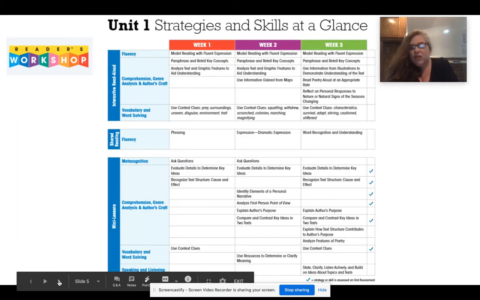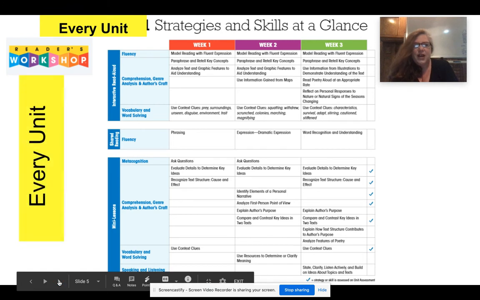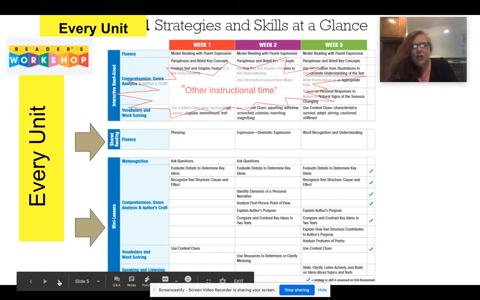Now, when you zoom in and look a little bit closer, we've got the strategies and skills at a glance for the unit. And again, we see some patterns in every unit. Every unit has, again, these 3 categories: interactive read aloud, shared reading, and mini lesson. But I want to remind you that we are not going to be planning for this other instructional time because again, the 60-minute block does not allow for this, and that might be something we consider discarding.